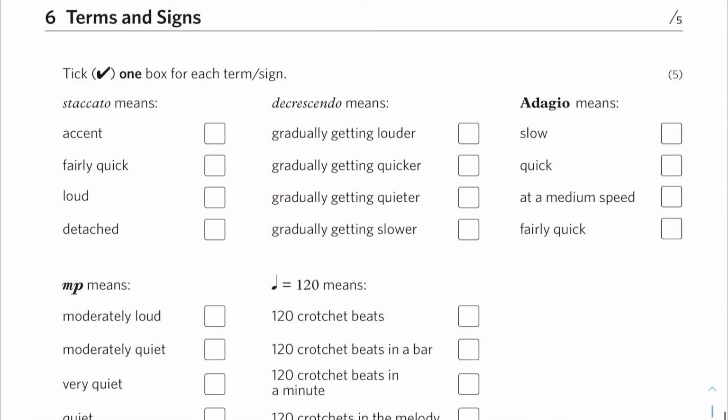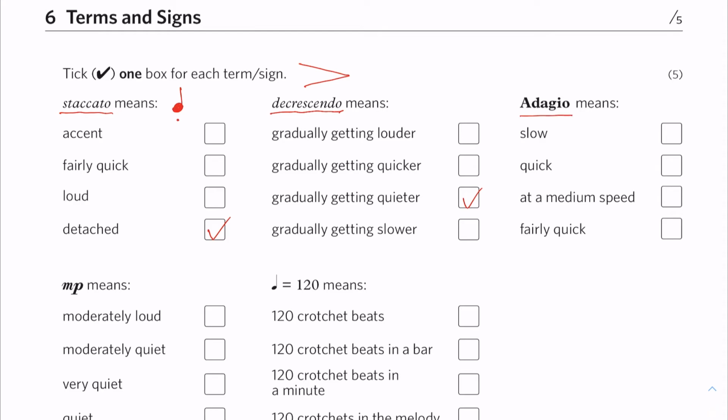Question 6. We have terms and signs. Here you need to study your terms and signs so you understand them well. First one is staccato. What does staccato mean? Staccato means detached. So staccato is like this. When you have a note and you have a dot, so you detach them. So I put a tag there. Decrescendo. This is decrescendo. It means gradually getting softer or quieter. So this is my answer.